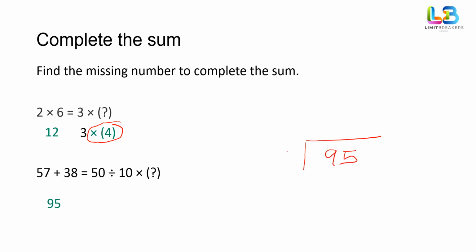95 divided by 5. 9 divided by 5 is 1. We have a remainder of 4. So we're then going to do 45 divided by 5, which is 9. So our answer on the right hand side for our question mark is 19. 5 times 19 gives us 95.